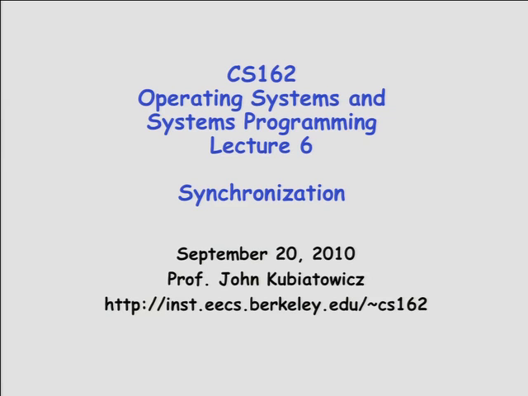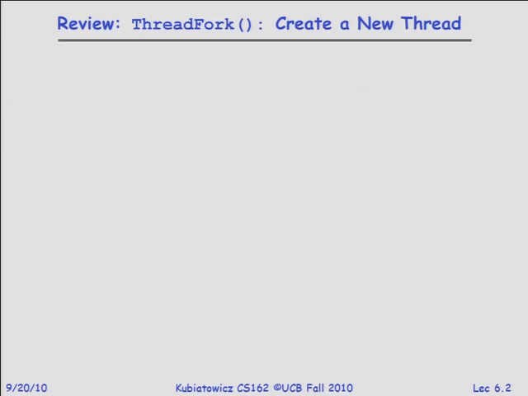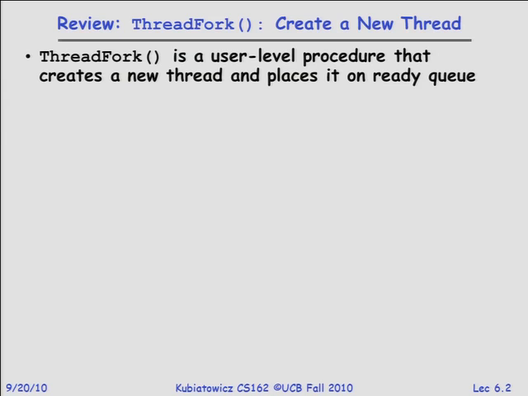So if you remember last time, we talked about the thread fork system call, or process, or whatever you want to call it, which is basically something for creating a new thread. It starts out at user level, as does every system call we're going to talk about. And what happens when it exits is that you have a new thread that's been placed on the ready queue and is ready to run at whatever point.